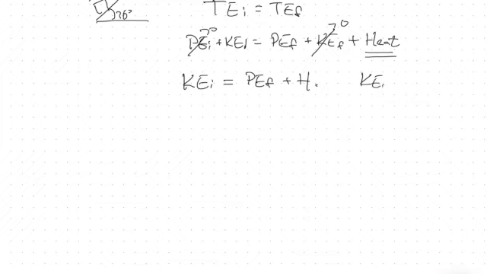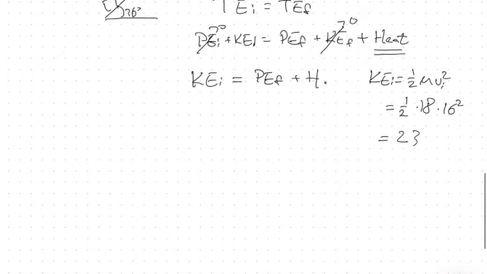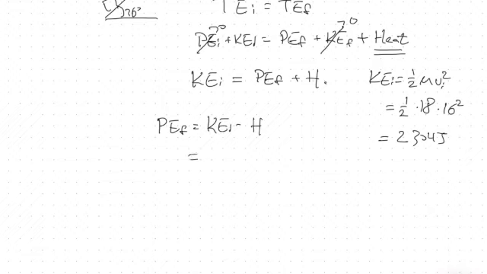So I'm going to do it this way. Let's calculate kinetic energy initial, 1/2 mv squared initial. So that is 1/2 times 18 times 16 squared. So I get 2,304 joules. The potential energy final equals kinetic energy minus the heat equals 2,304 minus 320.